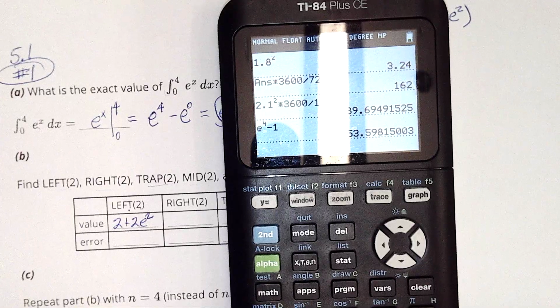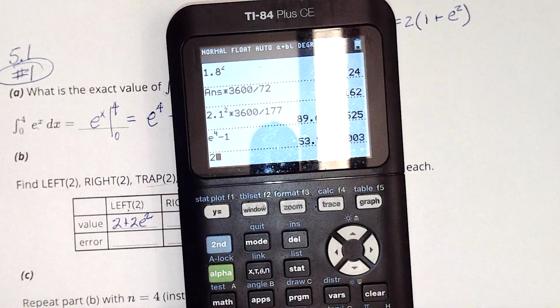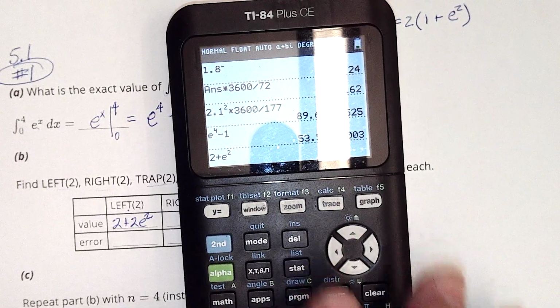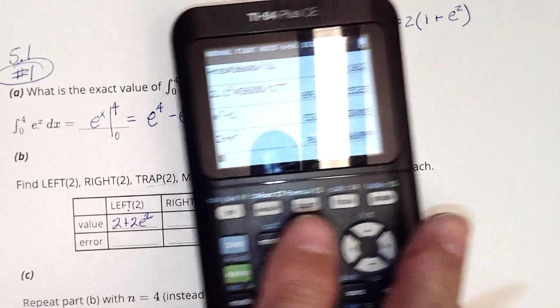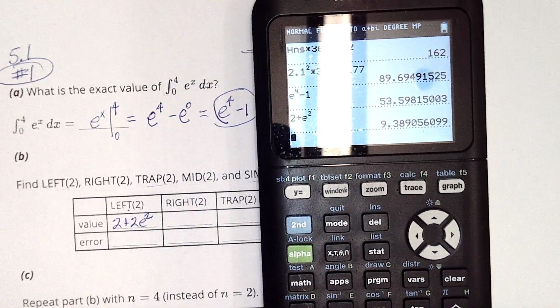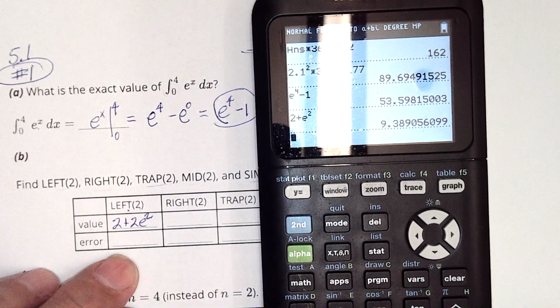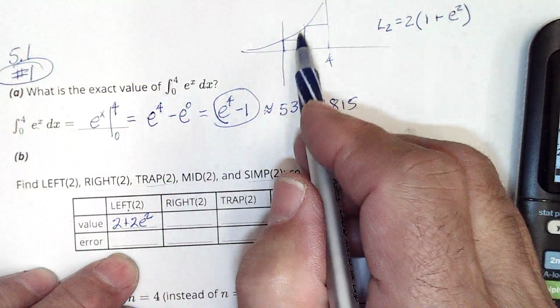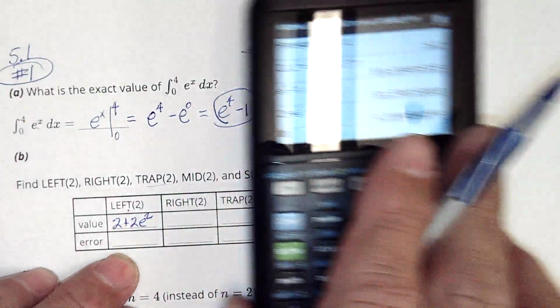that is 2 plus e squared is 9.38. So that misses by a lot. It's a lot less than the actual area. Well, there's a lot of area underneath there.